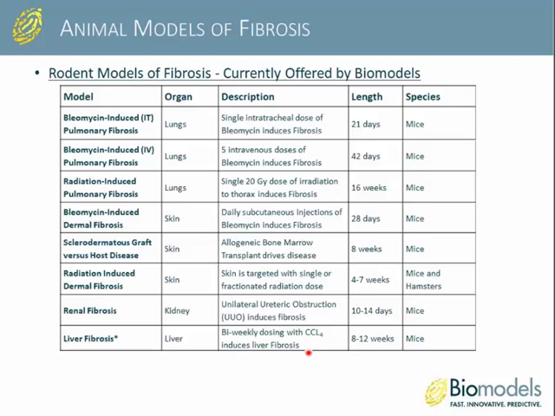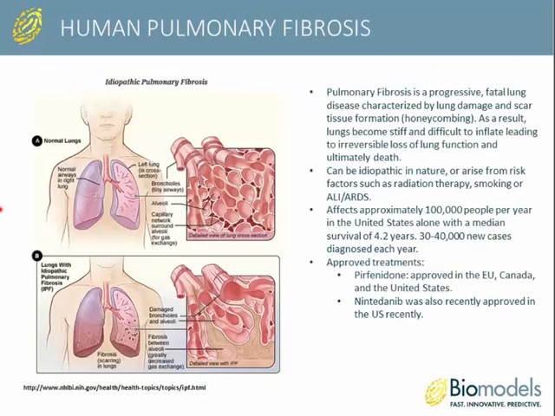And in addition to these in vivo models, we also offer an in vitro fibrosis model in which normal human lung fibroblasts are treated with TGF-beta, and this serves as a great model for initial screening of compounds. So I'd like to go a little bit more into the human pulmonary fibrosis model that we offer here at Biomodels, and I'll briefly go over this disease a little bit more in depth.